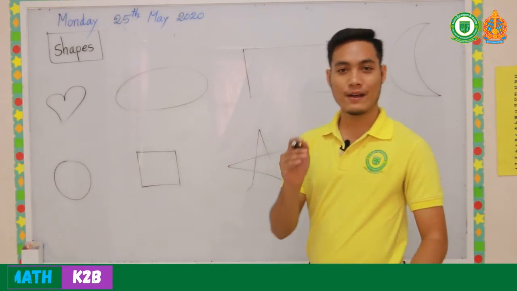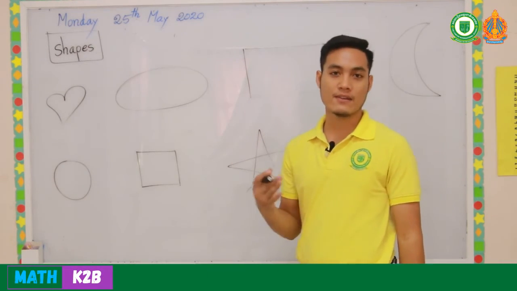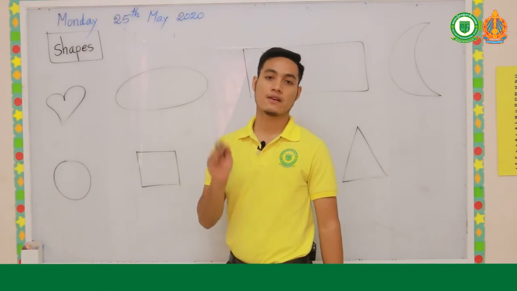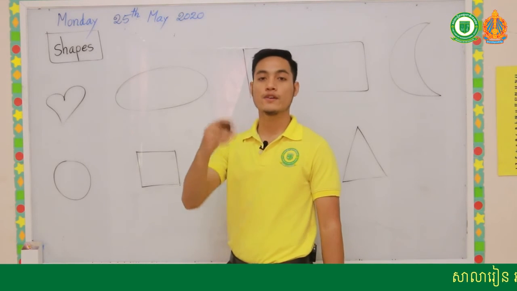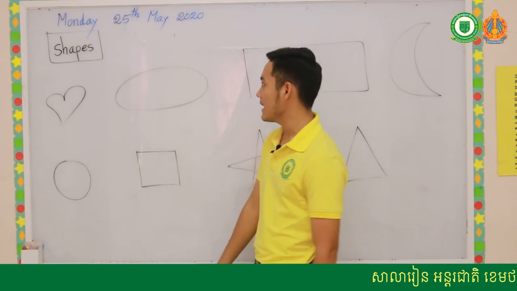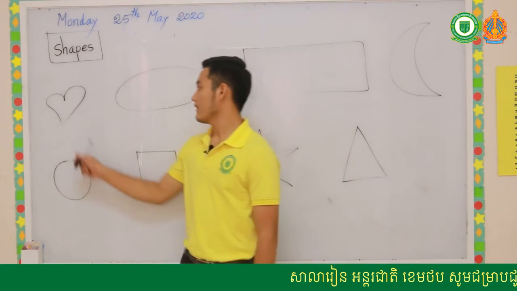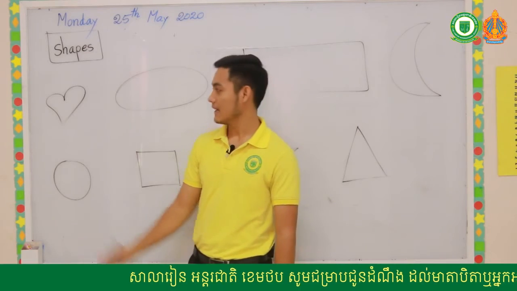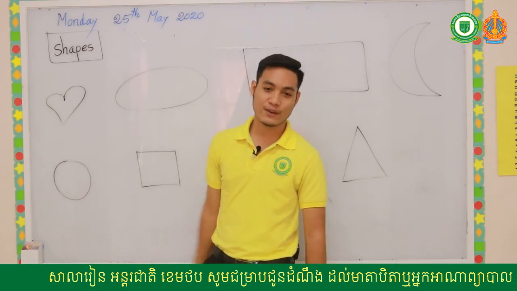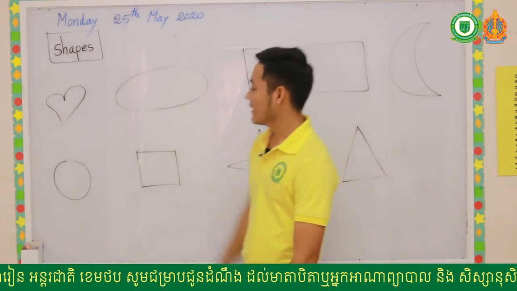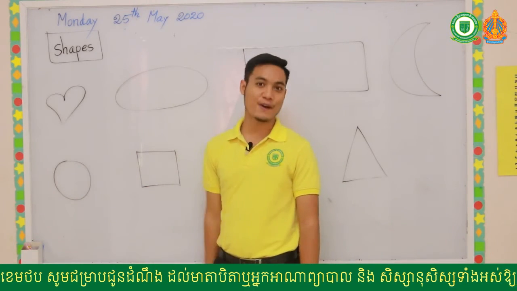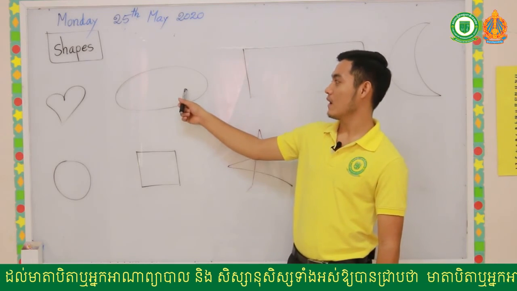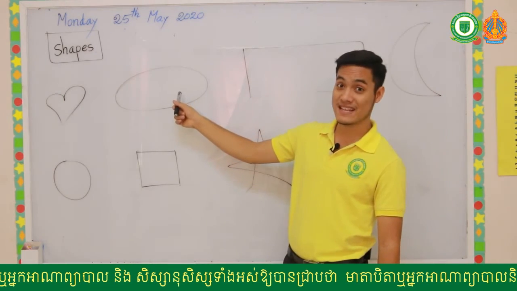Okay, so hello everybody. And this is the last part of the lesson about K2B Math. Okay, so what you have learned today, you learned about shapes. Now everyone please read and repeat after the teacher, or you can read together with the teacher. Okay, so the first one, what shape is this? This one is heart. Again, heart. Good, heart. Right, the next one is circle. The next one is, what shape is this?